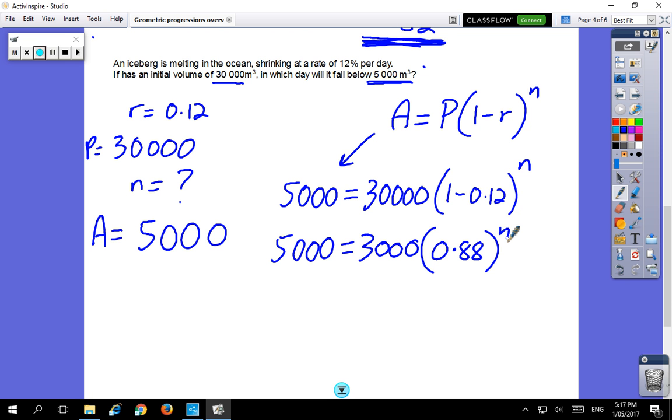Now, I need to somehow get that n by itself. This and this thing here are tied together by a multiply. So I can divide both sides by 30,000 to shift that over here. So I'll get 5,000 on 30,000 equals 0.88 to the power of n.